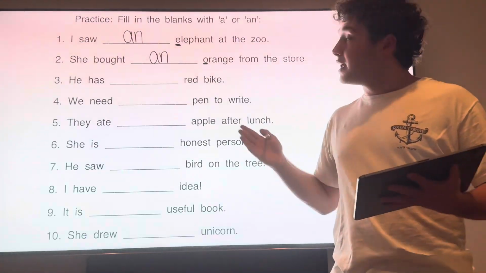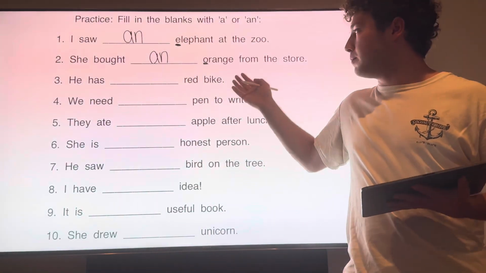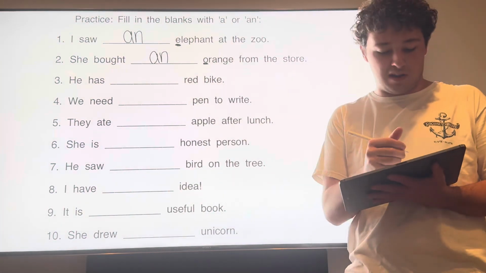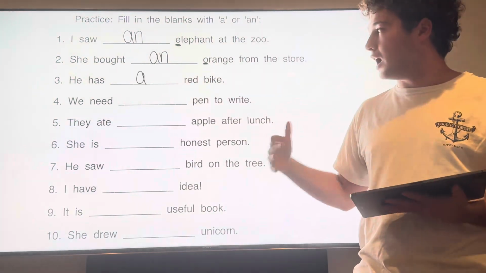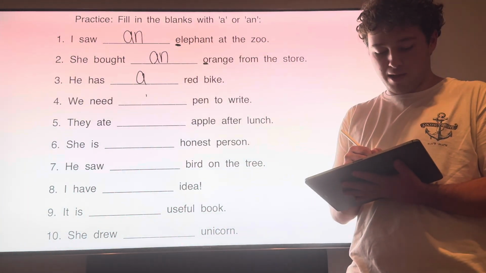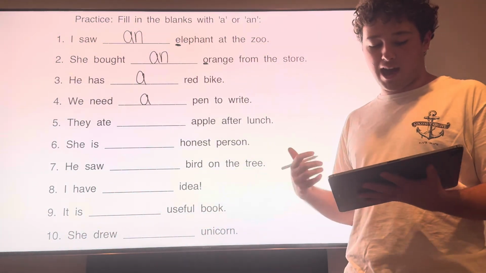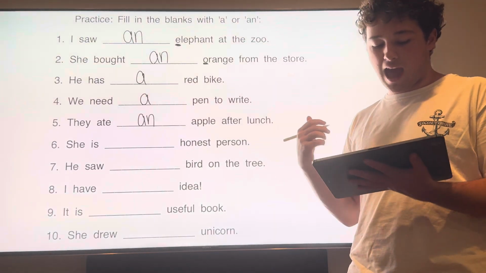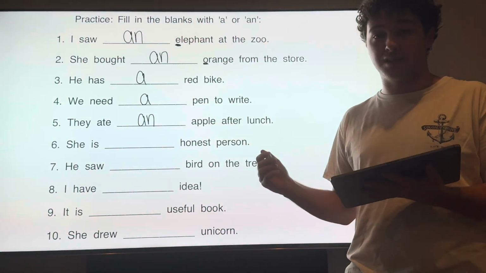Number 3. He has blank red bike. This is just a consonant, not a vowel, so you just use a. He has a red bike. Number 4, we need a pen to write. They ate an apple after lunch. She is an honest person.